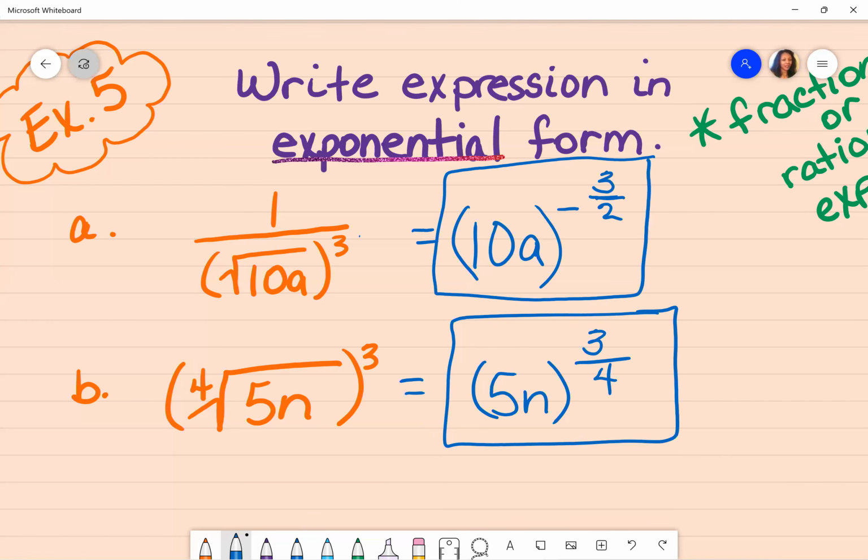What's important is that you have to make sure you put that base inside of parentheses.